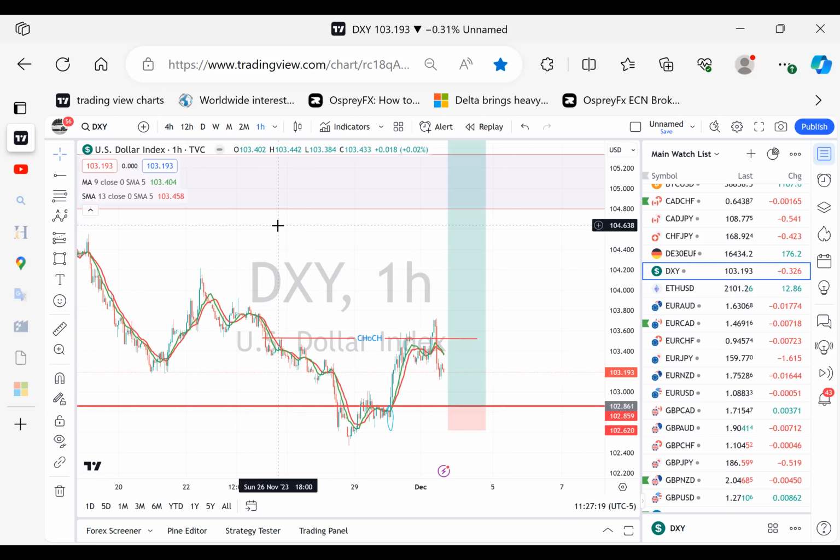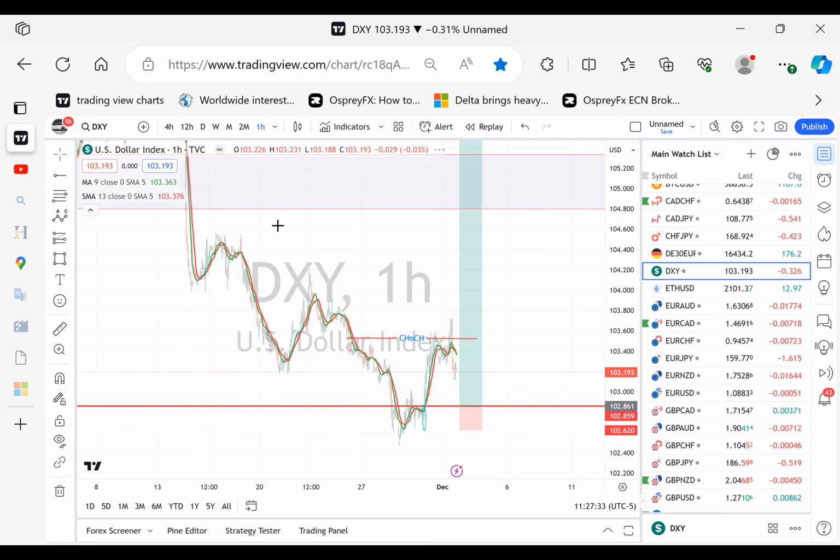Hey Todd, so change of character is that when inducement gets taken out and then that creates an order block? Well, yeah, yes. Yes, in short, that's exactly what it is.